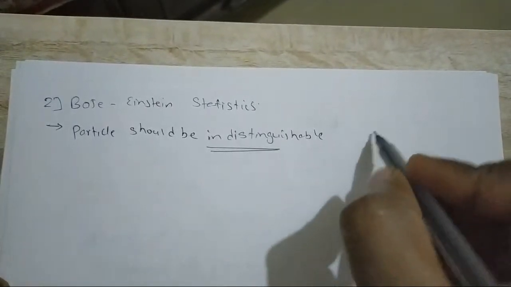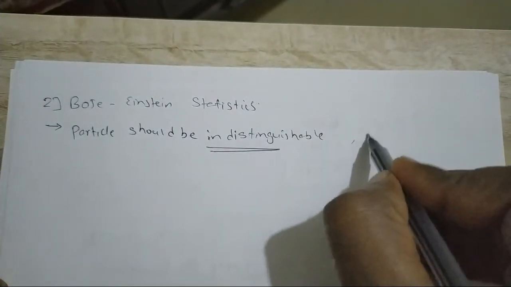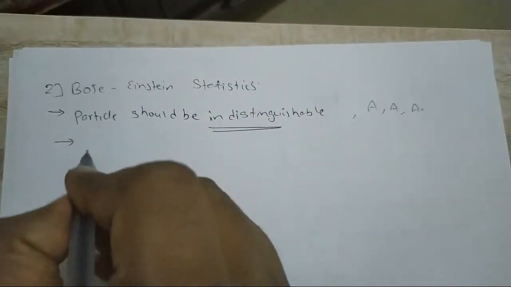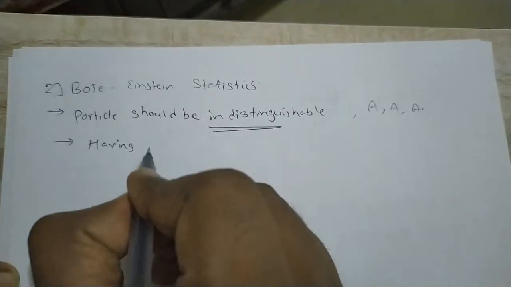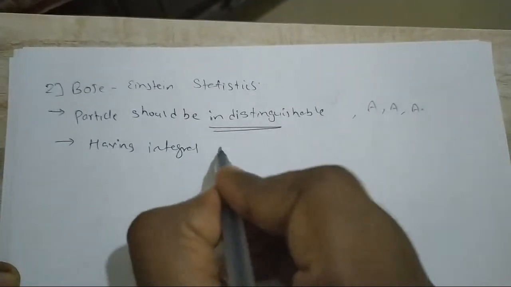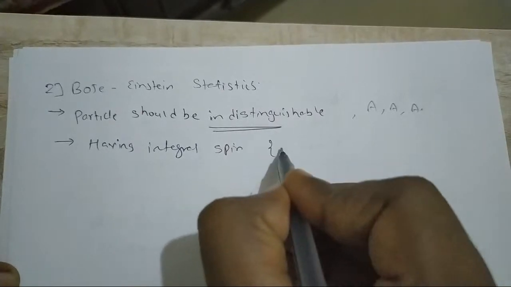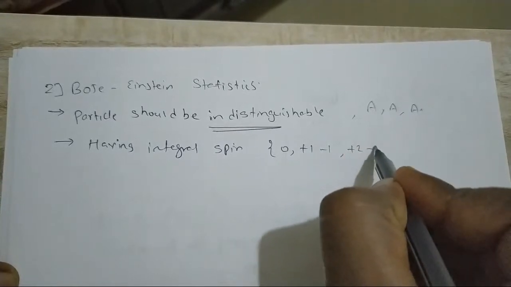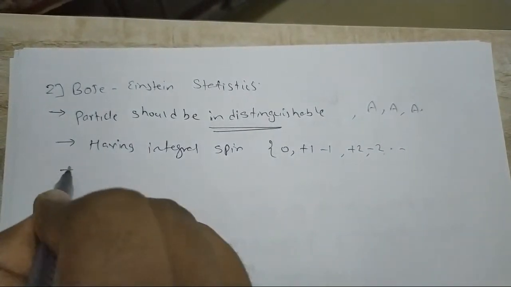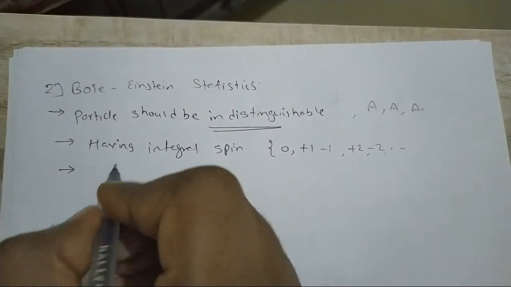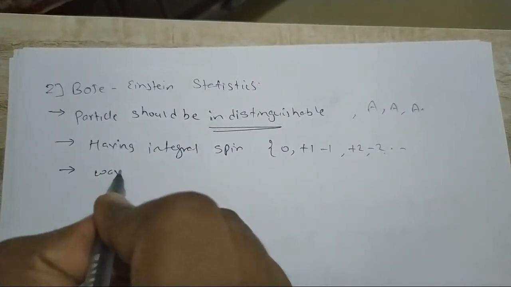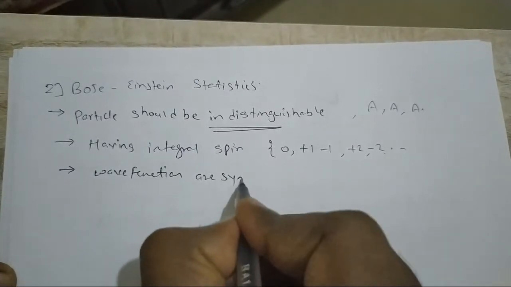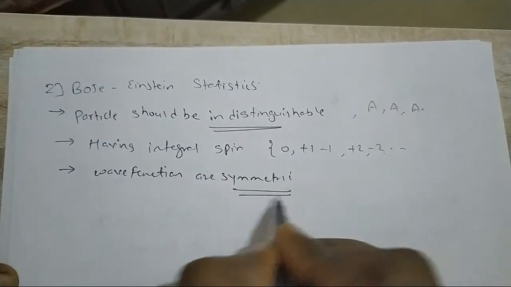So remember this point. The second point is having integral spin: 0, plus 1, minus 1, plus 2, minus 2, and so on. And the wave function is symmetric. Remember, this is an important point.